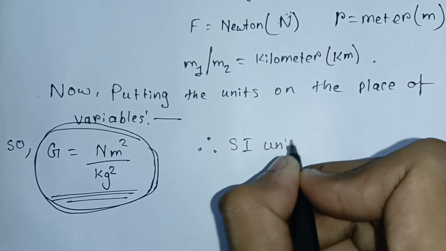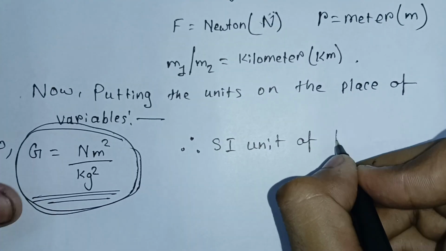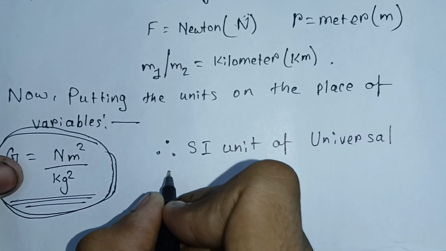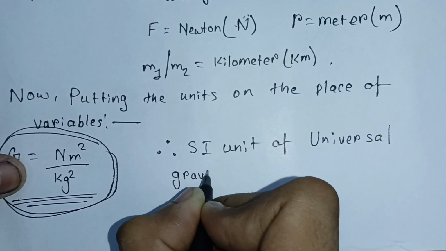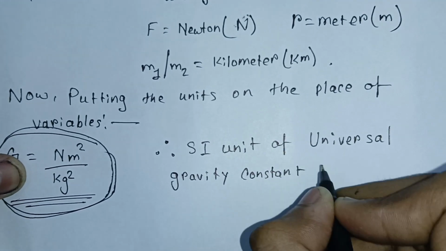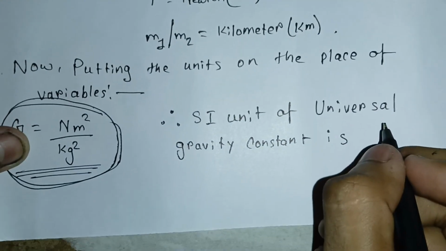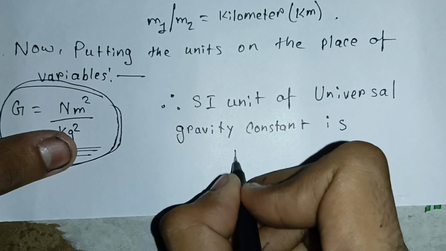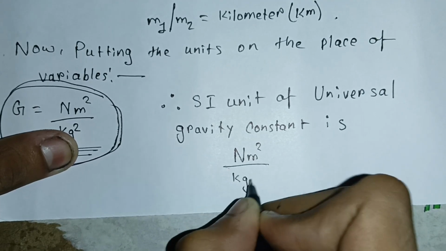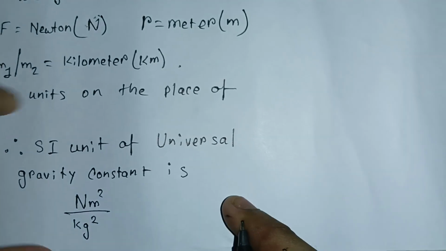Very easy. Therefore the SI unit of universal gravity constant is Newton meter square per kg square.